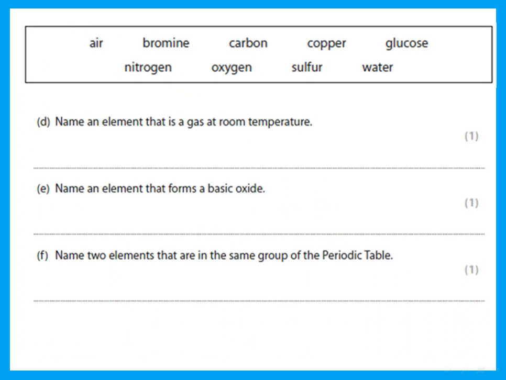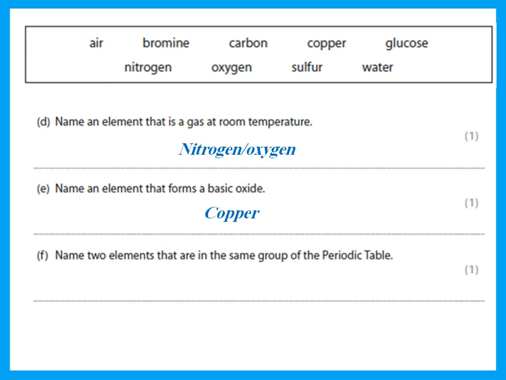The next question says, name an element that is a gas at room temperature. So which of these is an element that is a gas? Well, you have choices, either nitrogen or oxygen. Name an element that forms a basic oxide. I'm going to remind you again, these are metals that form basic oxides. So if it says an element that forms a basic oxide, it's looking for a metal. So that would be copper. You should realize that copper oxide is basic.